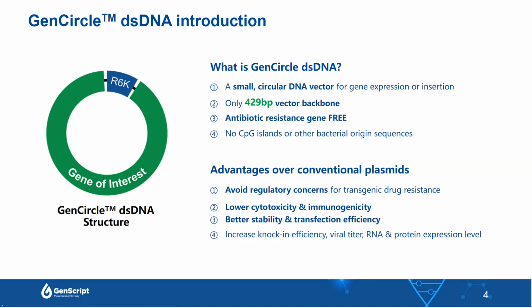Now I'd like to introduce a novel circular dsDNA system named GenCircle dsDNA and its production method. GenCircle dsDNA is a small circular DNA vector for gene expression or insertion. There is only 429 base pair, the size of vector backbone, contains mainly a replication origin. It is free of antibiotic-resistant gene or any other selection markers. There is no CpG island or bacterial region sequences in vector backbone. So it has many advantages over conventional plasmid.